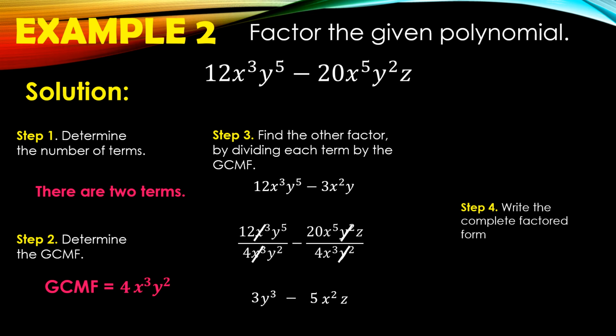Step 4. Find the complete factored form. So the complete factored form of 12x cubed y raised to 5 minus 20x raised to 5 y squared z is equal to, first write down the GCMF, 4x cubed y squared, and then copy the other factor, times 3y cubed minus 5x squared z.